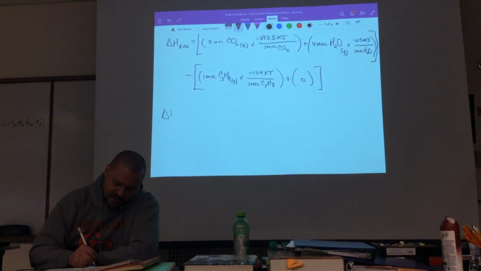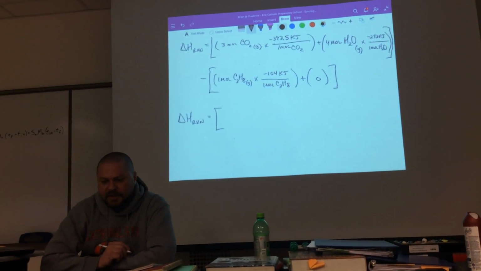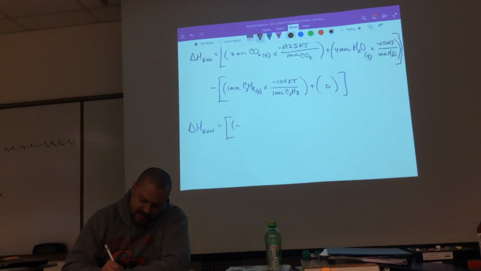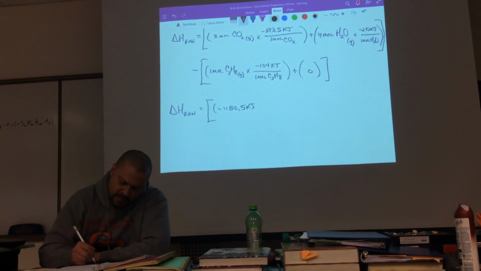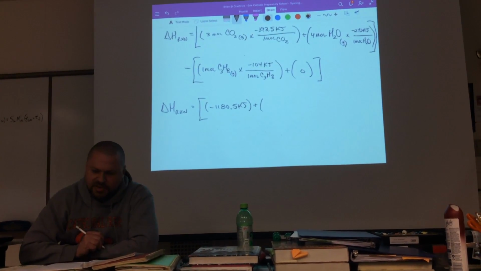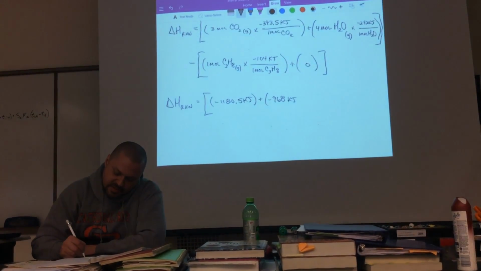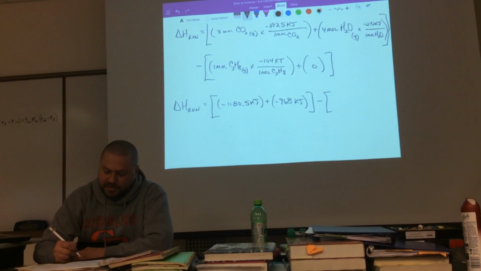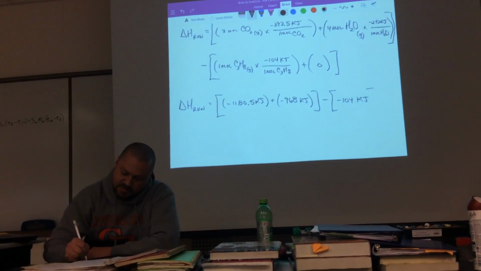So now let's break this down. I like to break down one thing at a time. I'm going to keep my brackets there, and if I do 3 times negative 393, I'm going to get negative 1180.5 kilojoules, plus, if I take 4 times negative 242, I'm going to get negative 968 kilojoules. Close that out. Minus. And I'm only going to have one value here, which is negative 104 kilojoules, because it's just times 1.